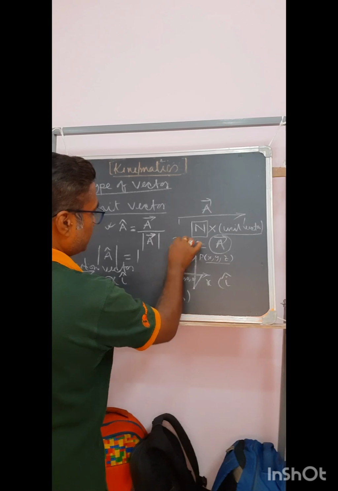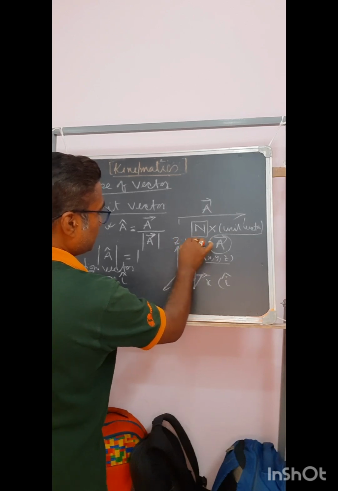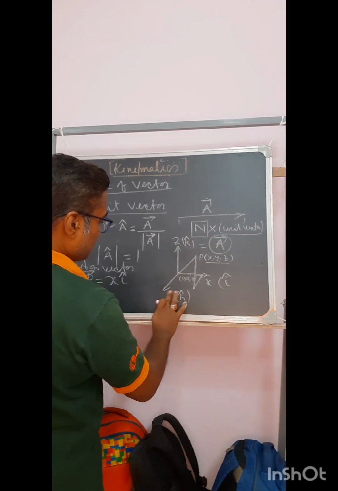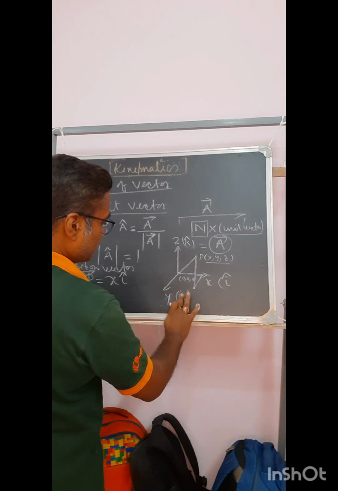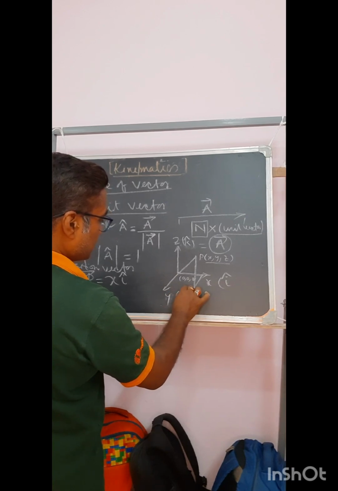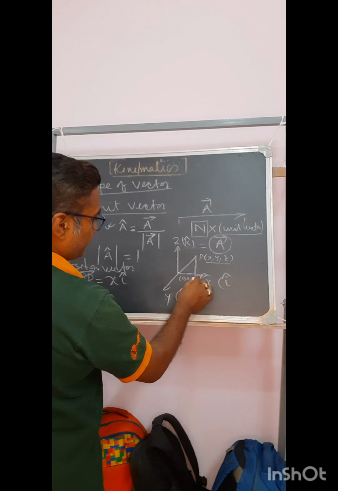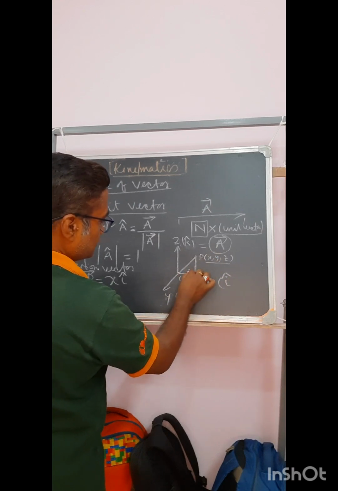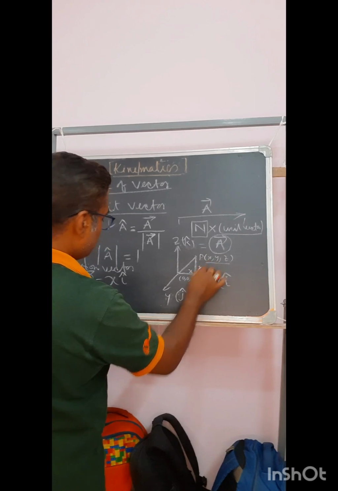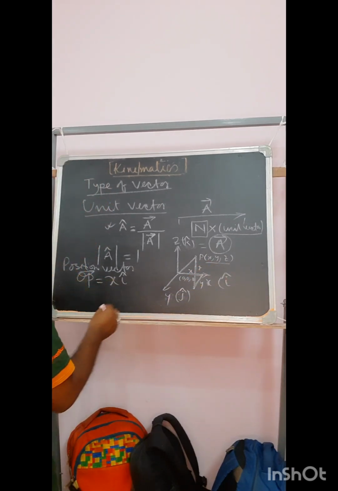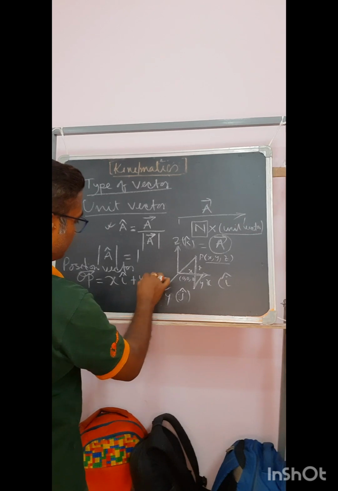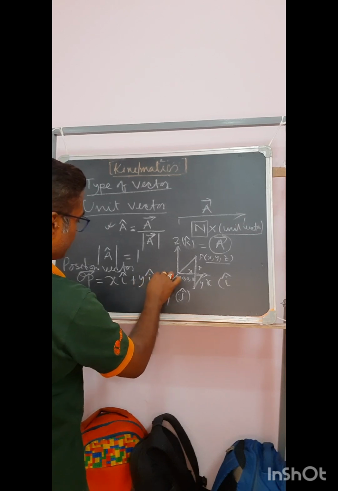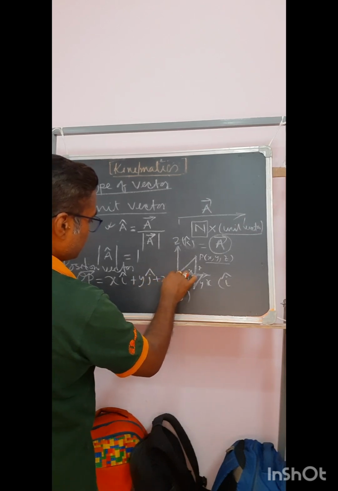Or if I turn it, for a better understanding, I'm just writing it like that. So x this way, y this way, and z. So I'm reaching there. This is x, this is y, this is z. So that OP vector can be represented by xi plus yj plus zk.